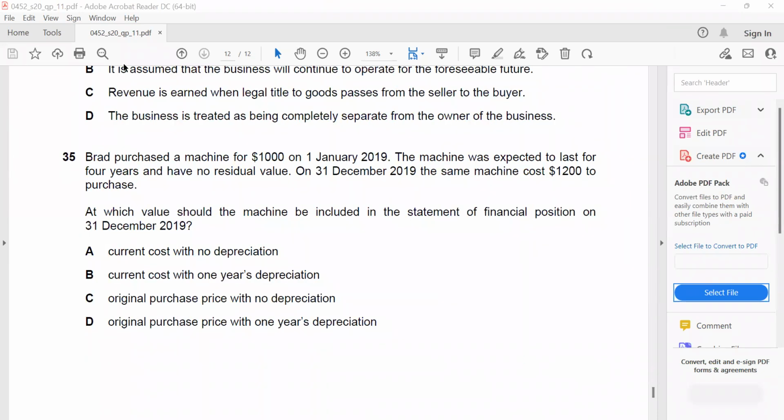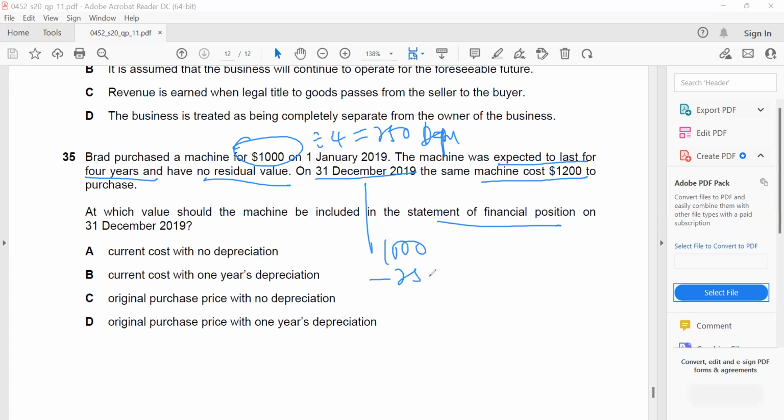Next, 35. Break purchased a machine for 1,000 on the first. The machine was expected to last for 4 years and has no residual value. At which value should the machine be included in the statement of financial position? So the value is 1,000 and expected to last for 4 years, no residual value. That means divide by 4, we get 250. This is the depreciation. At the end of this year, we calculate 1,000 minus 250, which is 750. This is the net book value. So in our financial statement, we have to record this amount.